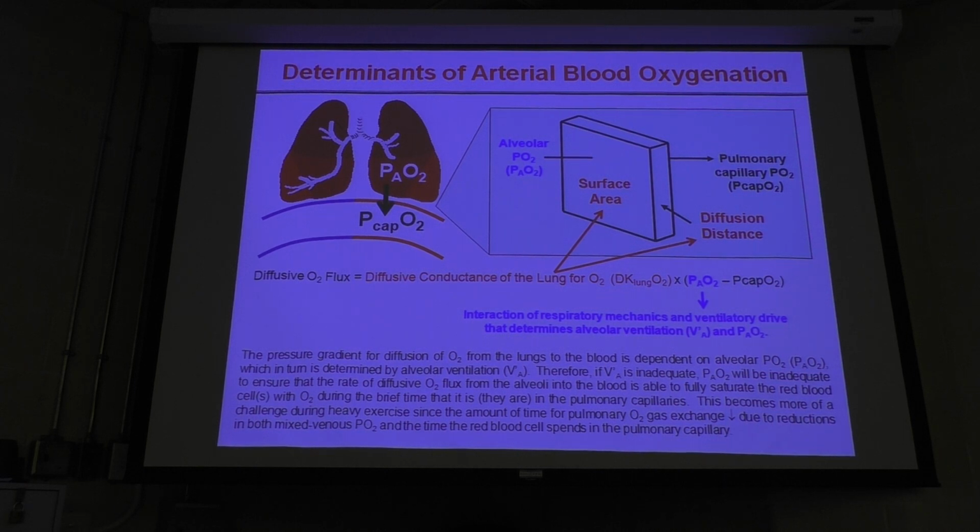Right? So one of the major determinants then of exercise-induced facilitation of oxygen exchange is really changes in the driving pressure, or the gradient, for oxygen flux from the lungs to the blood. The pressure gradient for diffusion of oxygen is dependent on the alveolar PO2, which is basically the high energy component of oxygen flux. So this is going to be the partial pressure of oxygen in the lung tissue, which in turn is determined by alveolar ventilation. Alveolar ventilation, as you see, is not necessarily the same as minute ventilation.